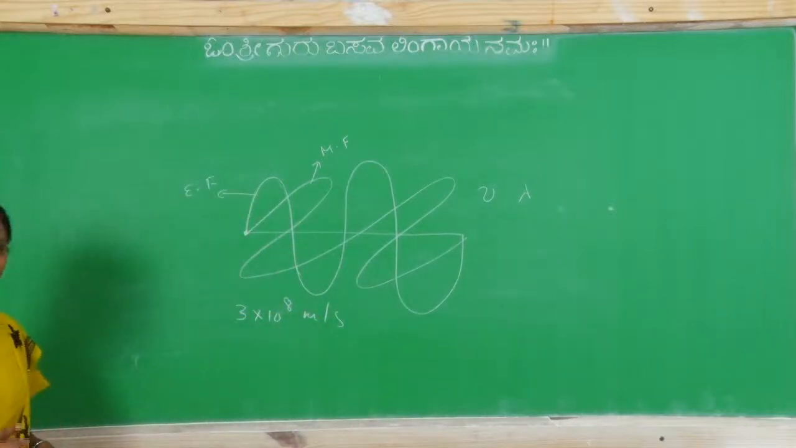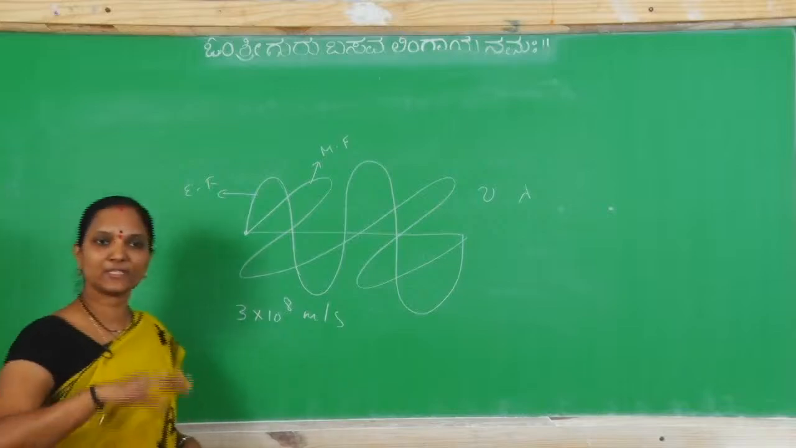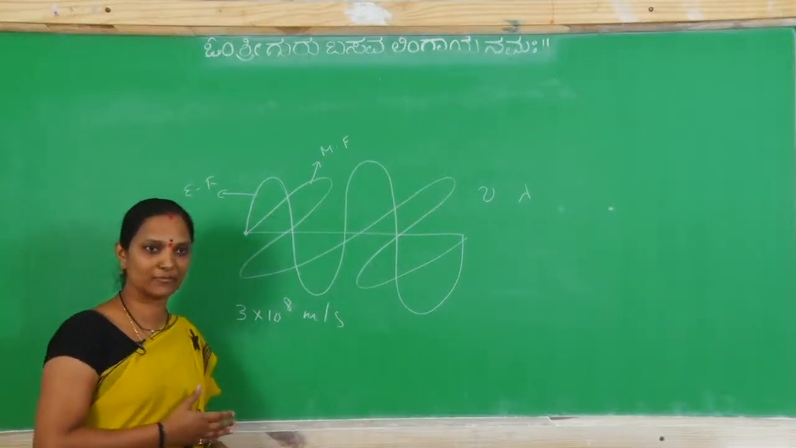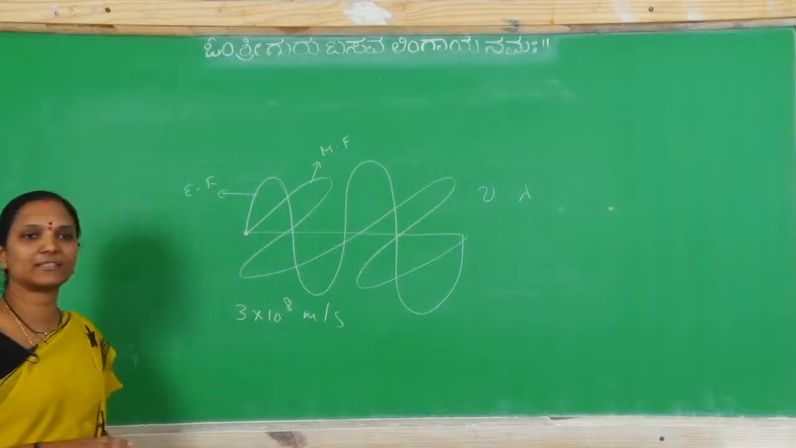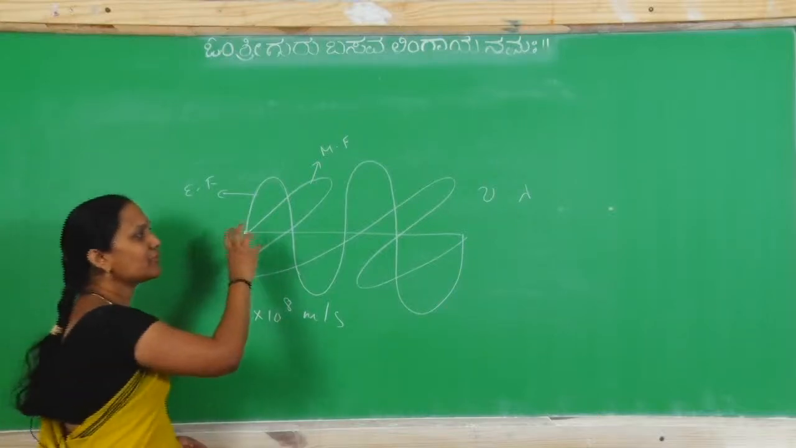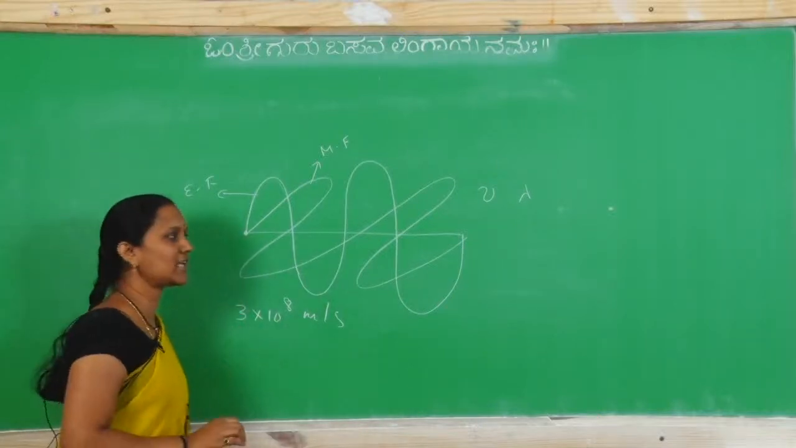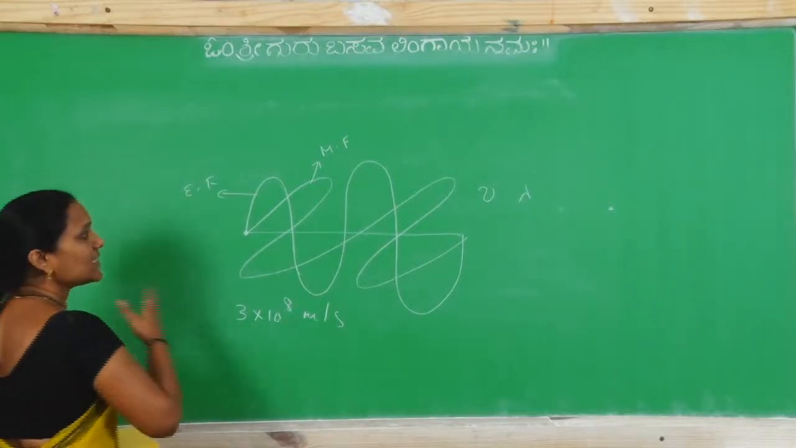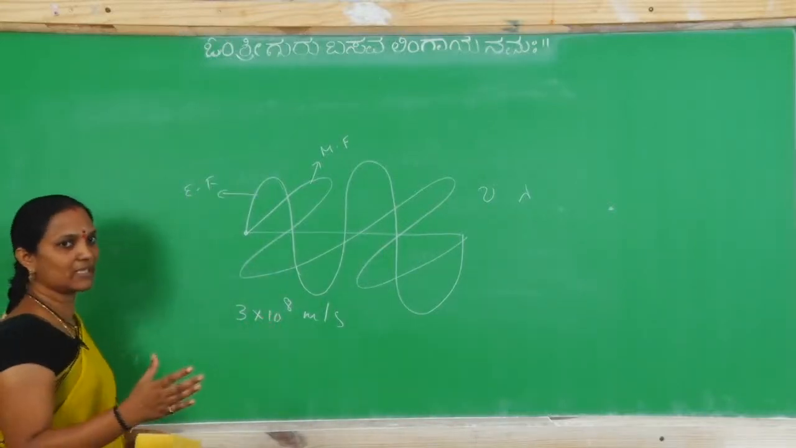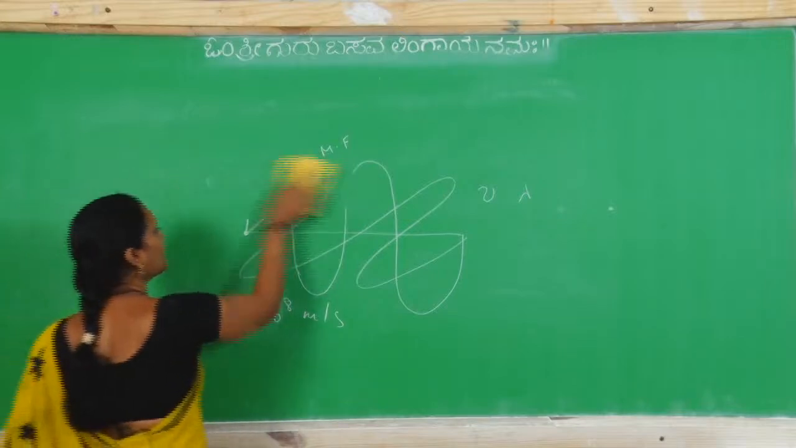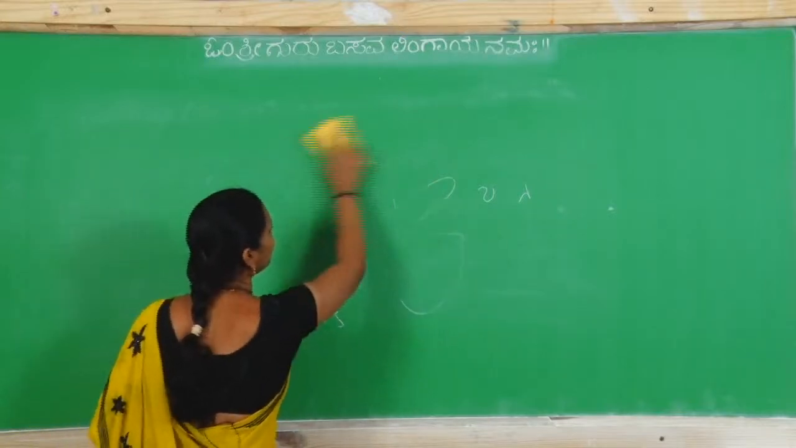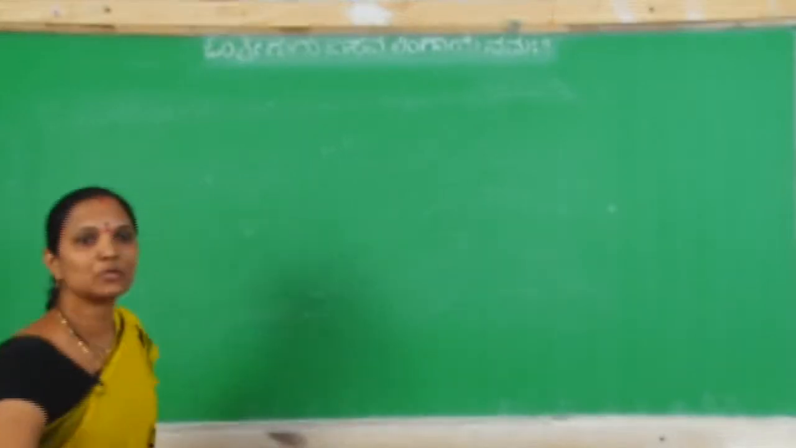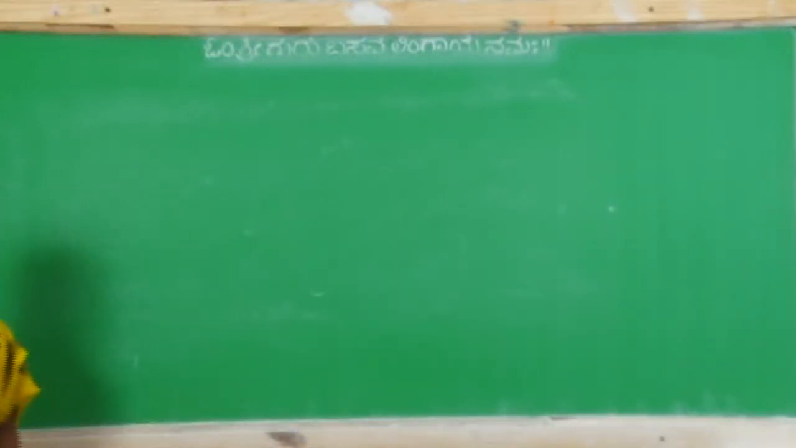They are perpendicular to each other and they propagate with the same speed. That velocity is equal to the velocity of light, and they have the same wavelength and frequency. Like this, different electromagnetic radiations are there. All these electromagnetic radiations are arranged in increasing order of their wavelength. So that arrangement is the electromagnetic spectrum.